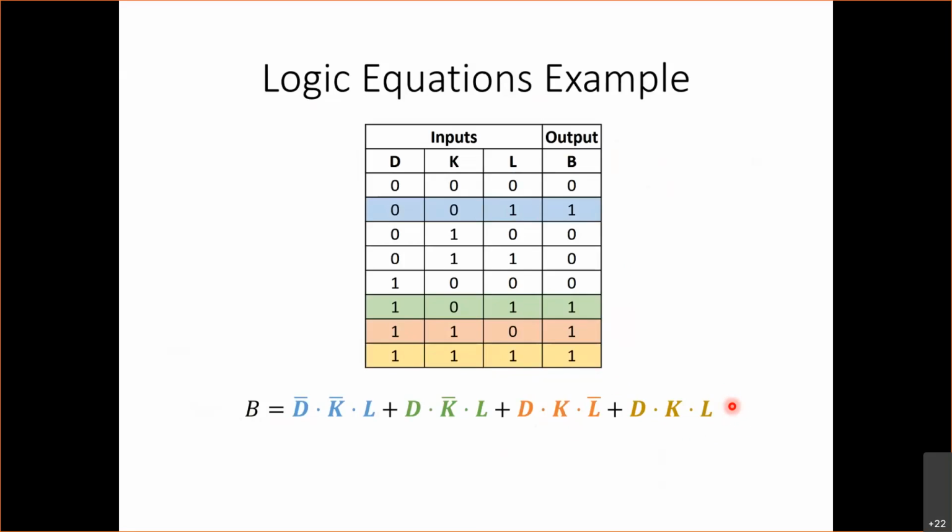Yes? Not D here, you mean it's 0? So here by not D we mean that B is 1 if D is 0, K is 0, and L is 1. Because if D was 0, not D will be 1, and if K was 0, not K will be 1, and then L is 1. So if D was 0 and K was 0 and L is 1, then not D and not K and L will be 1. Oh, okay. Okay, thanks. Yeah, you're welcome.